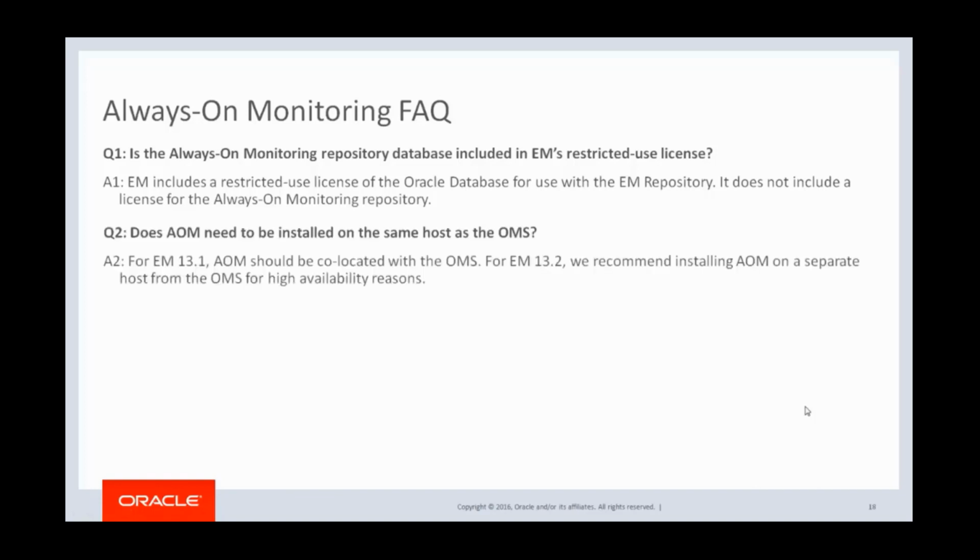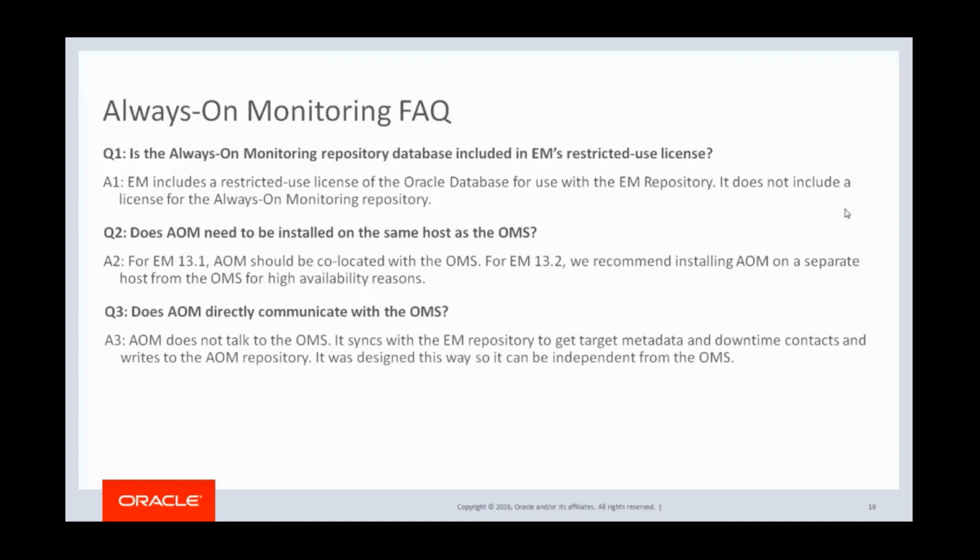The second question: does AOM need to be installed on the same host as the OMS? This is yes for 13.1, but no for 13.2. We had a limitation in 13.1 that AOM and Enterprise Manager have to be installed on the same machine. But in Enterprise Manager 13.2, this is no longer a limitation, so they can be installed on separate machines. Actually, that is a recommended setup to avoid a single point of failure.